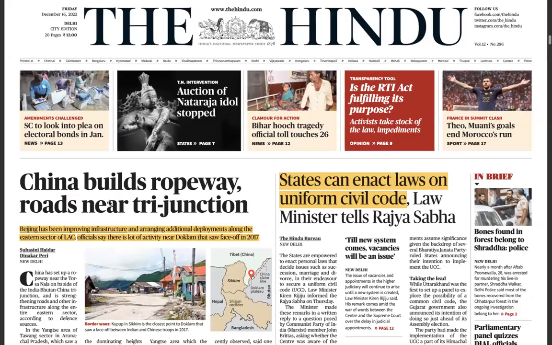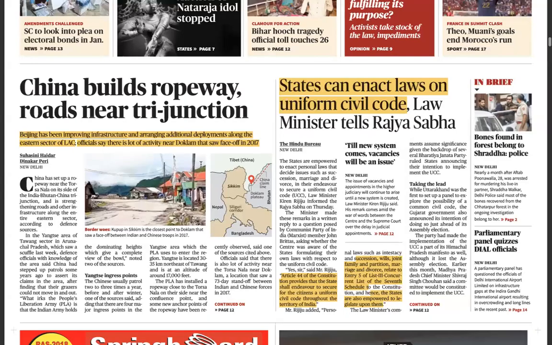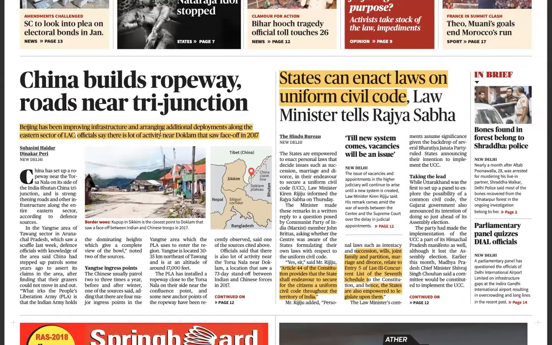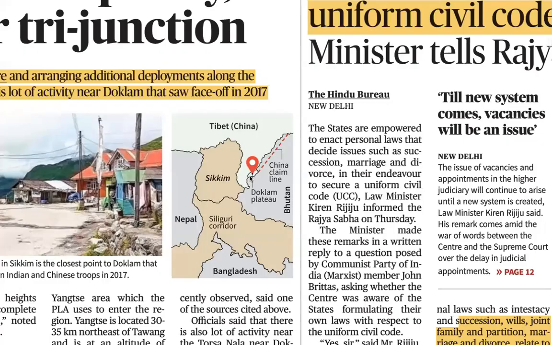And we see that China builds ropeway roads near the Tri Junction. So it is creating more infrastructure in the area of the Doklam region, and you can see it clearly in the map. So I'll just focus more.